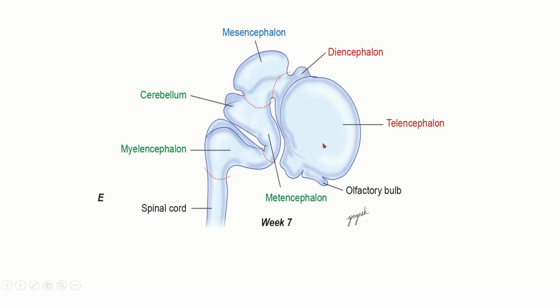So this is the mesencephalon, this is the telencephalon, this is the diencephalon, this is the metencephalon, and this is the myelencephalon. So metencephalon gives rise to pons and cerebellum, myelencephalon gives rise to medulla oblongata. And you can see the olfactory bulb emerging from the floor of the telencephalon.